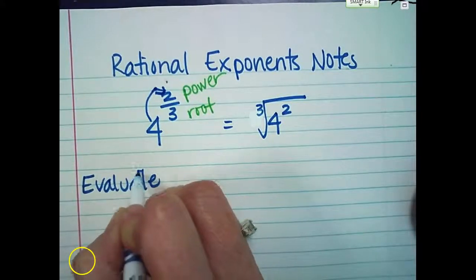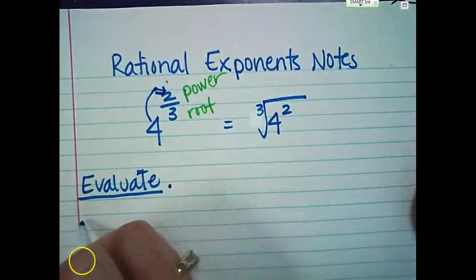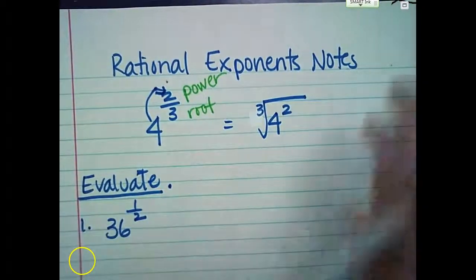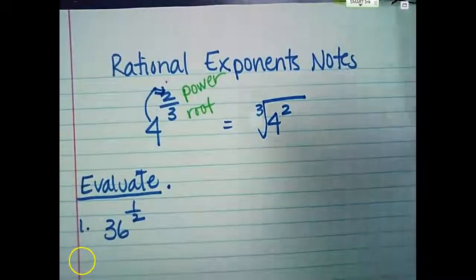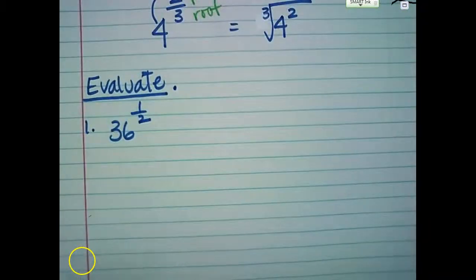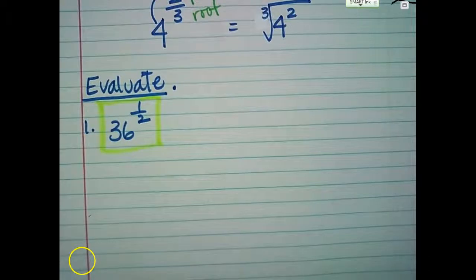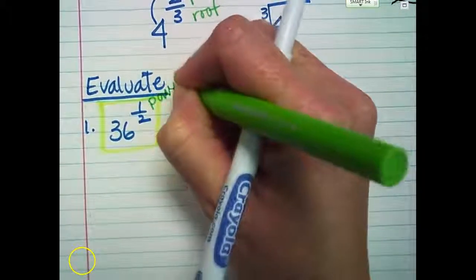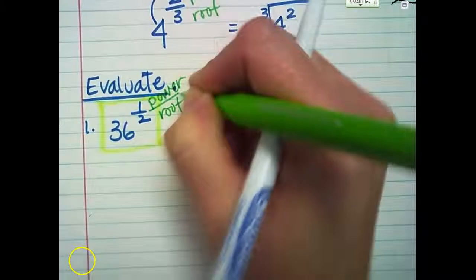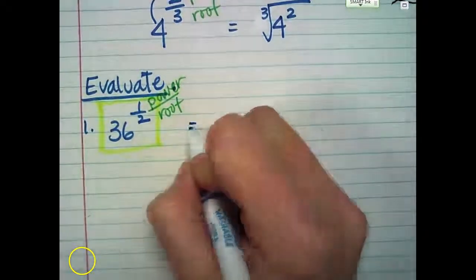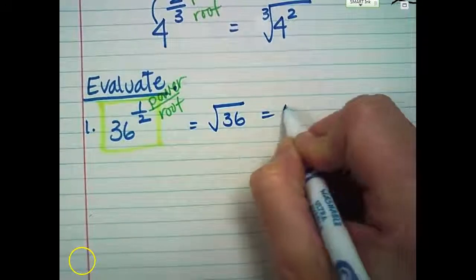The first set of directions is to evaluate. 36 to the 1/2 power. So what's my power here, guys? 1. Does the power of 1 do any changing? No. And what's my root? 2. So this is a power of 1 over a root of 2. Whenever someone asks you something to the 1/2 power, they're just saying what's the square root of that number. So this is the same as the square root of 36, which is 6.